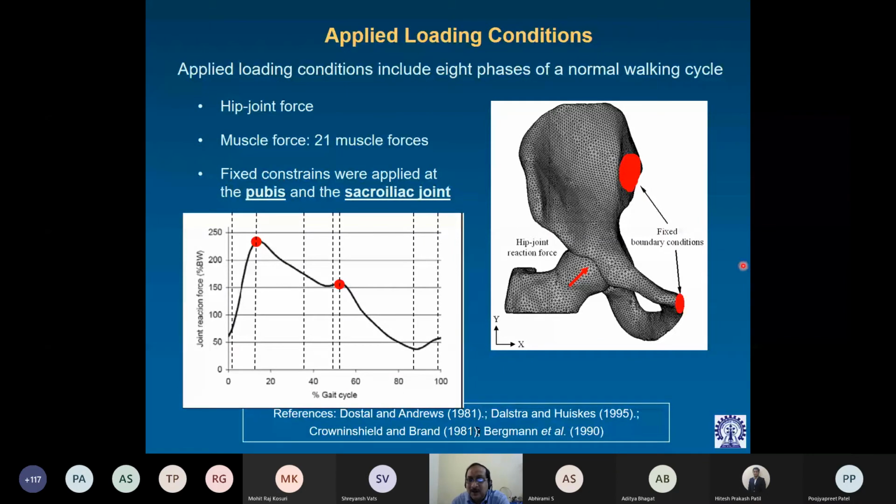Okay. So this is the hemipelvis. The other pelvis meets this bone here at the pubis. And the sacroiliac joint is the joint at the sacrum. So we take in this gait cycle two load cases, for instance, that is designated by the red points in the graph.